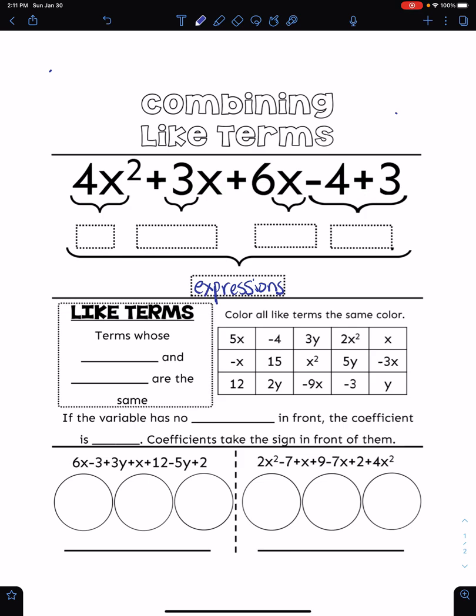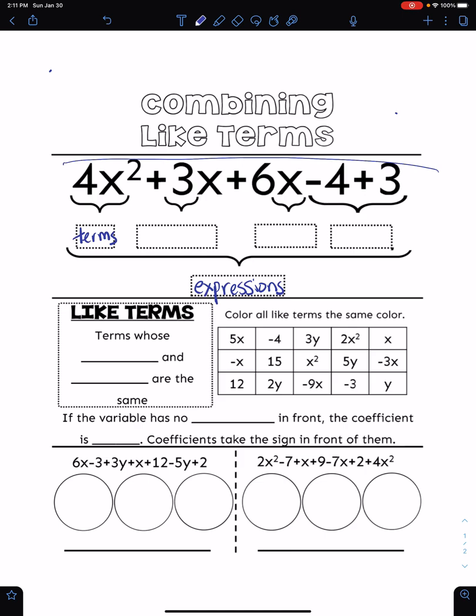Expressions are groups of numbers and variables, and they do not have equal signs. So they look just like equations, but an equation has an equal sign, an expression does not have an equal sign. So this big collection up here of numbers and variables is an expression. An expression is made up of terms. Terms are combinations of letters and numbers. Letters are variables. And then in between those terms, you'll have addition and subtraction signs.